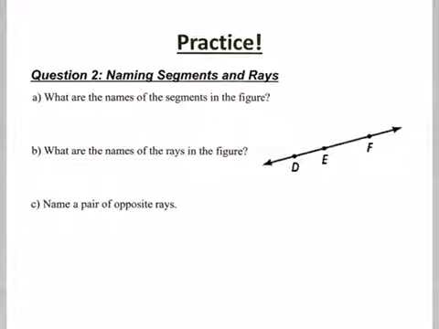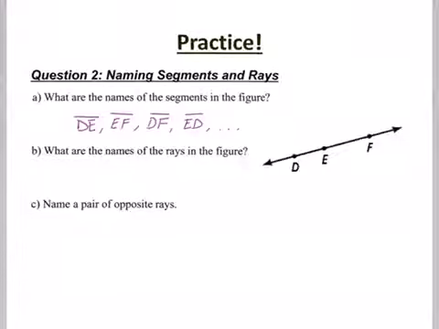Here it says, what are the names of the segments in the figure? So we're just going to name some. I'm probably not going to name all of them, just a few. So segments have start and stop points. So we're looking at DE, we use the segment symbol. EF, we have DF, and then we can kind of mix around the letters. We can say ED, and so on.